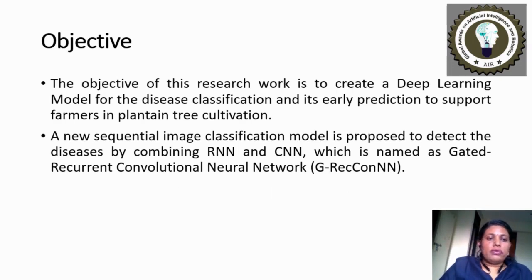The main objective of the research work is to create a deep learning model for disease classification and its early prediction to support farmers in plantain tree cultivation. As part of this, a new sequential image classification model is proposed to detect the diseases by combining RNN and CNN, which is named Gated Recurrent Convolutional Neural Network.